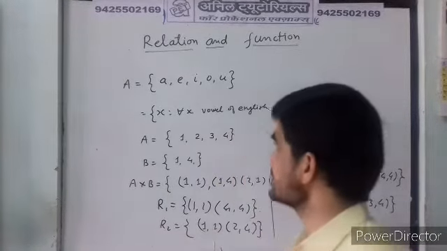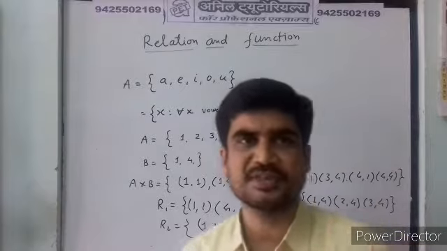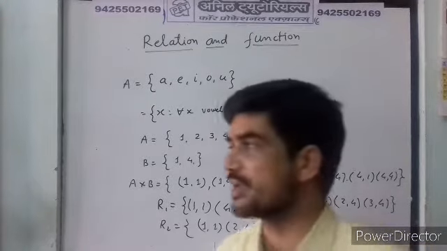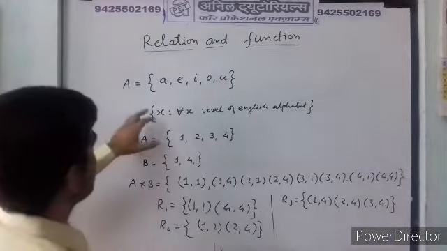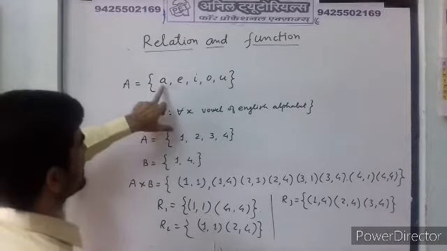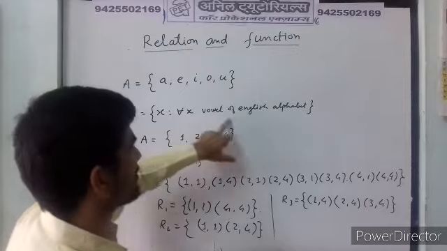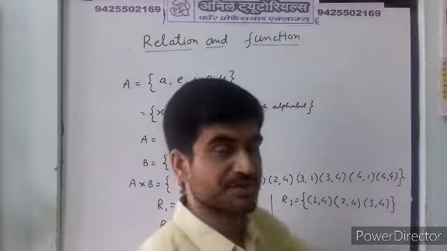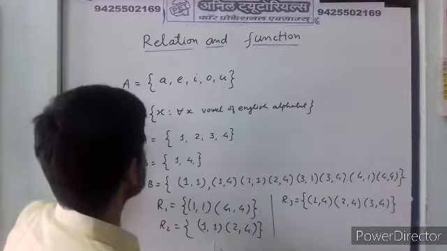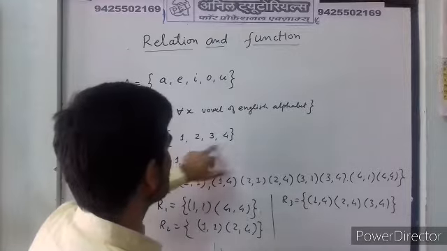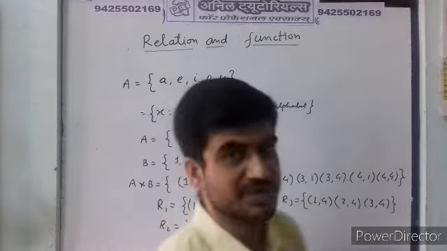In the 11th class, suppose that we have a set A. In a simple form it is written A, E, I, O, U, which means you can know the elements are the vowels of the English alphabet. Suppose we have two sets, A = {1, 2, 3, 4} and another set B = {1, 4}.